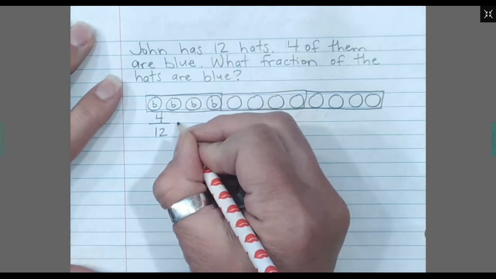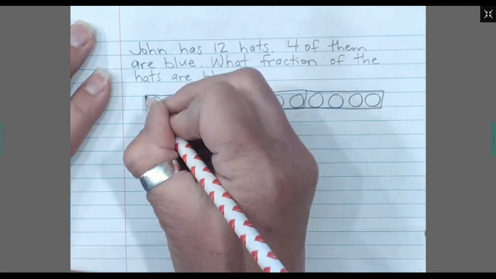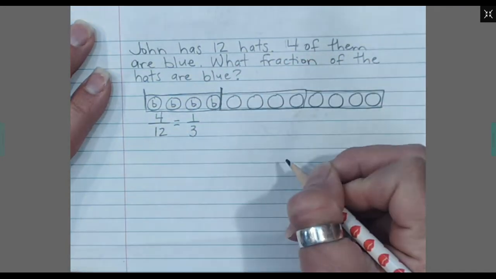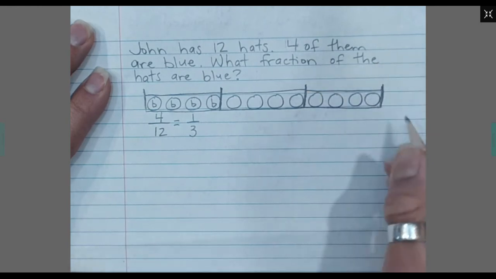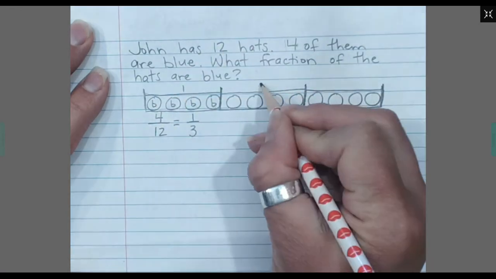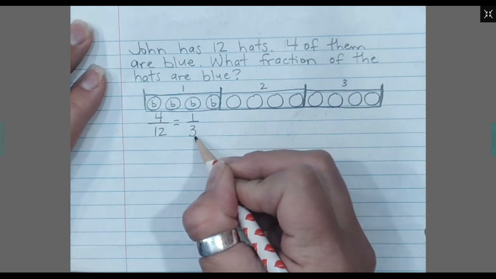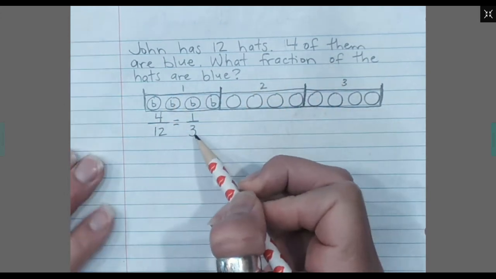So 4/12 is also the same thing as 1/3, because I can look at this and this and this as my whole. Therefore, there's 1, 2, 3 parts. So that's my denominator. So the fraction is 4/12 or 1/3.